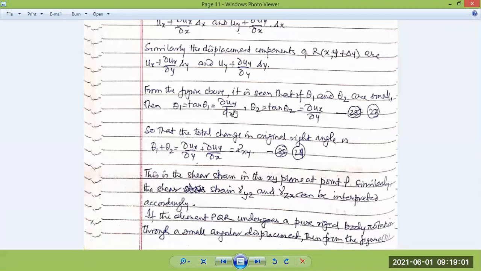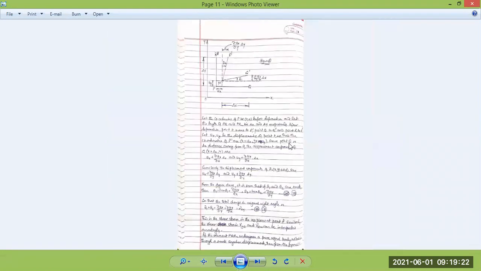Here what we see, okay, and theta delta vx by delta y. So how would this thing happen? Delta theta 1, tan theta 1 is equal to delta uy by ux, and delta theta 2, tan theta 2, is delta ux by delta y, like this.